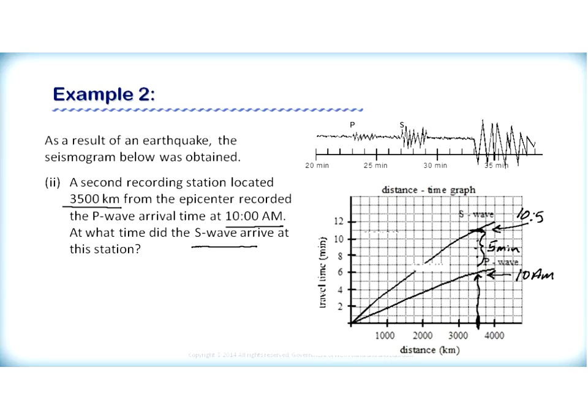at 10:05, just 5 minutes after the arrival time of the P wave. So at 10:05 a.m. was the arrival time of the S wave.